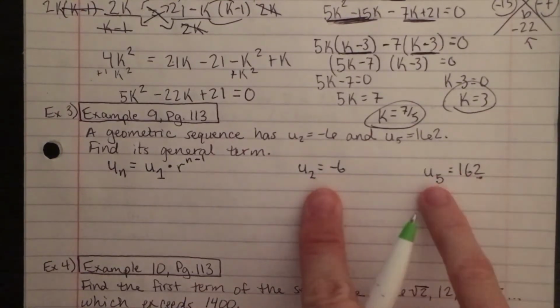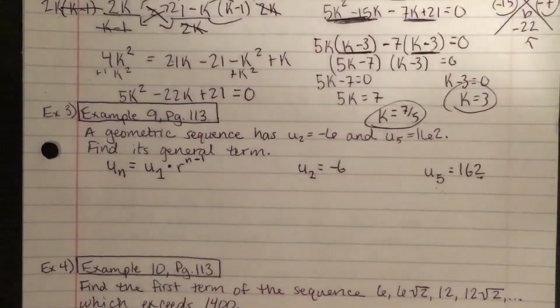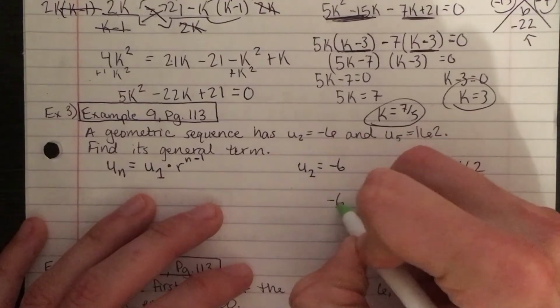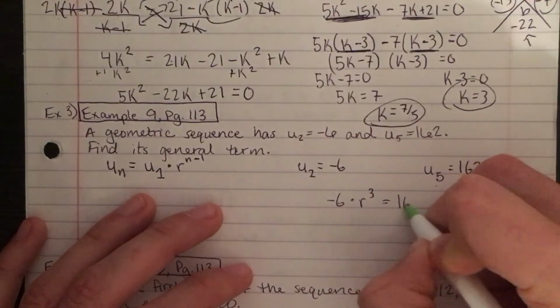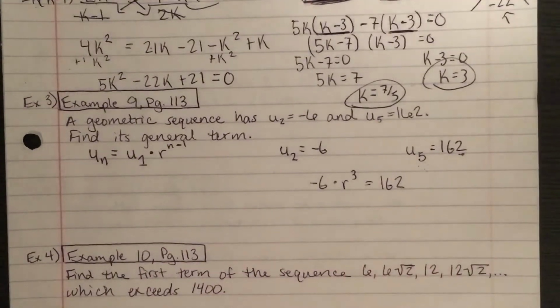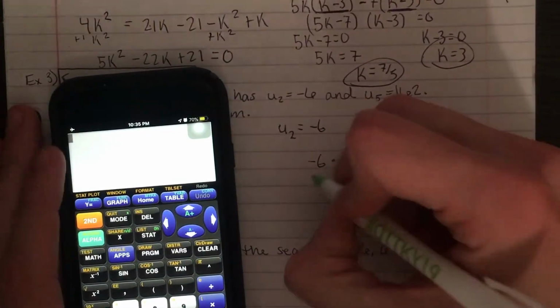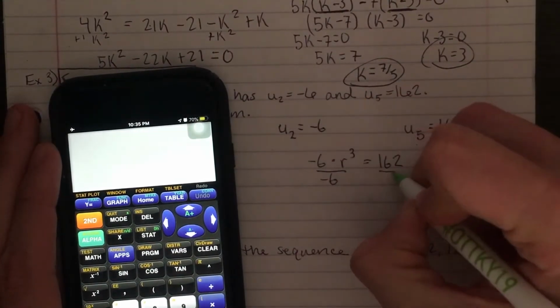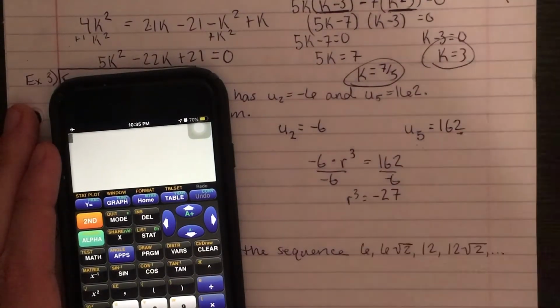So to get from the second term to the fifth term, think about how many terms away those are. So we've got 3, 4, 5. So we're going to have to multiply -6 times r to the third power to get 162. Let's solve that equation for r. We're going to divide both sides by 6 to get that r to the third is -27.